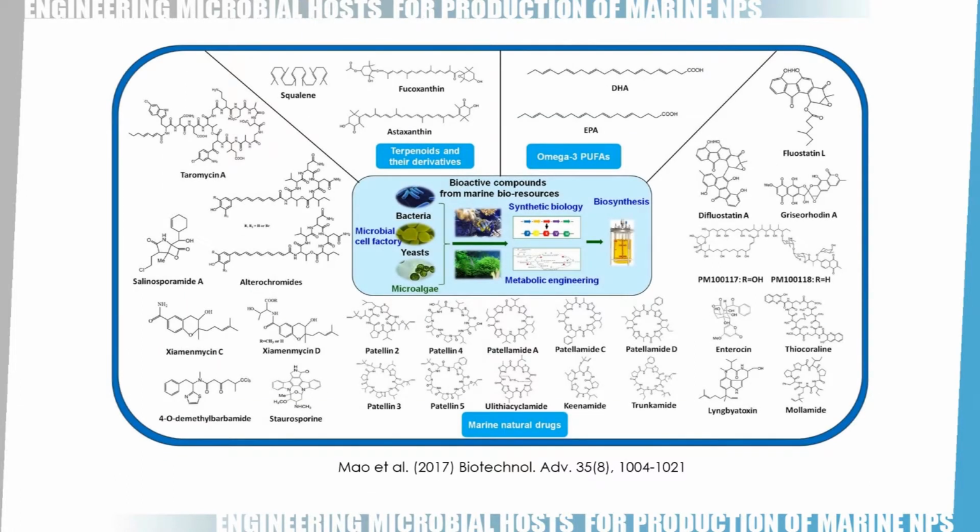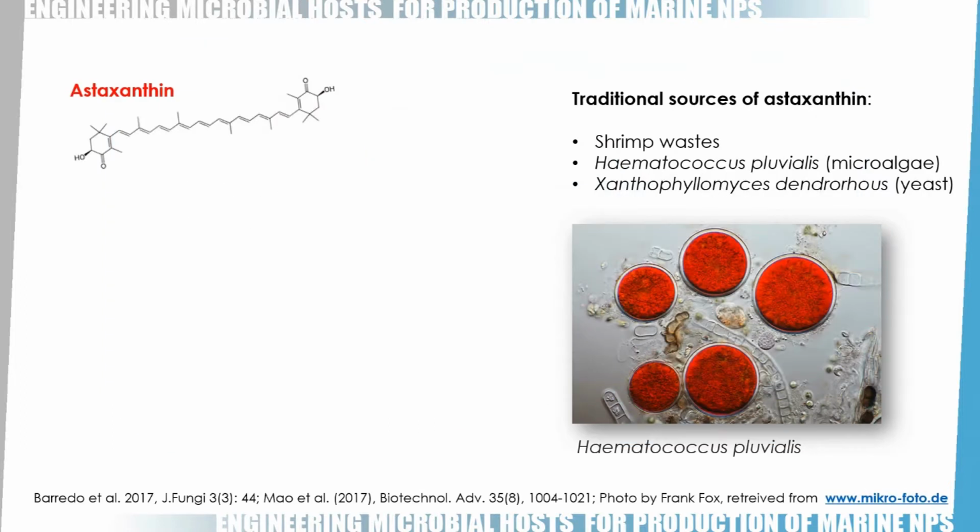Now moving to some examples. Attempts have been already made to produce some of the marine metabolites by genetic engineering of native organisms or heterologous hosts. These metabolites include terpenoids and their derivatives, omega-3 polyunsaturated fatty acids, and compounds classified as marine drugs, originally detected in marine cyanobacteria, actinobacteria, or other microbes. The compound that has already been extensively studied is astaxanthin, a carotenoid metabolite naturally produced by many species of microalgae, fungi, and bacteria. It accumulates in higher organisms feeding on the above-mentioned microbes.